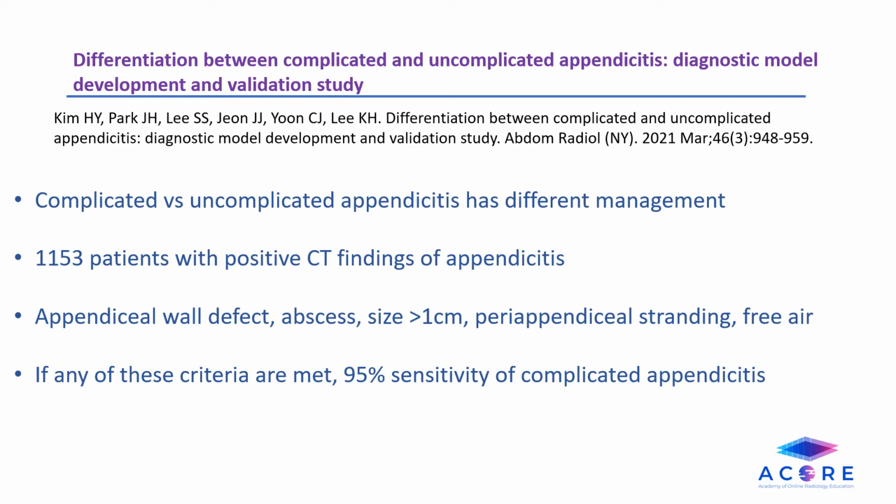The authors looked at 1,153 patients with CT findings of appendicitis. They found that appendiceal wall defects, abscesses, diameter greater than 1 centimeter, periappendiceal fat stranding, and free air were associated with complicated appendicitis. They found that if any of these criteria were met, this had a 95% sensitivity for complicated appendicitis.